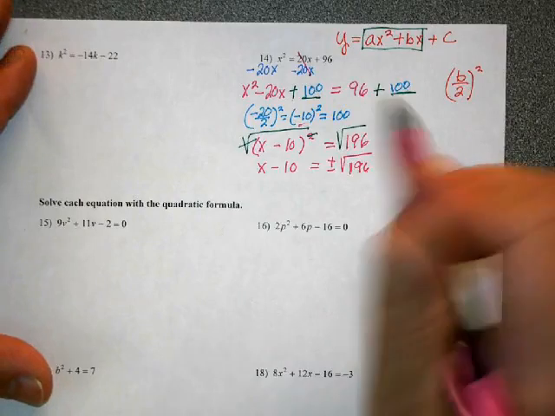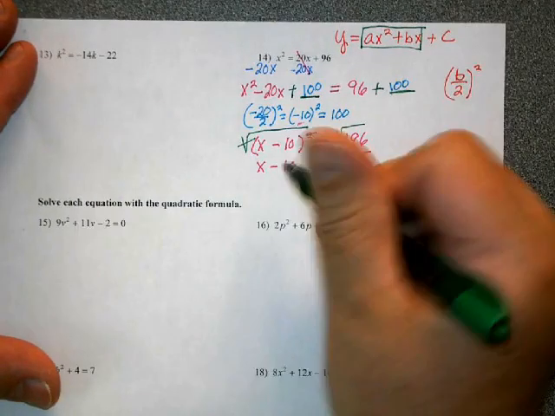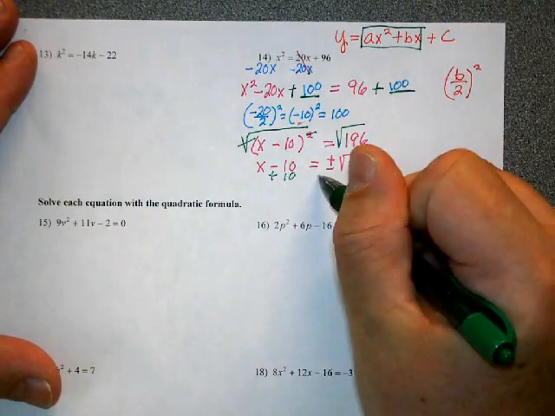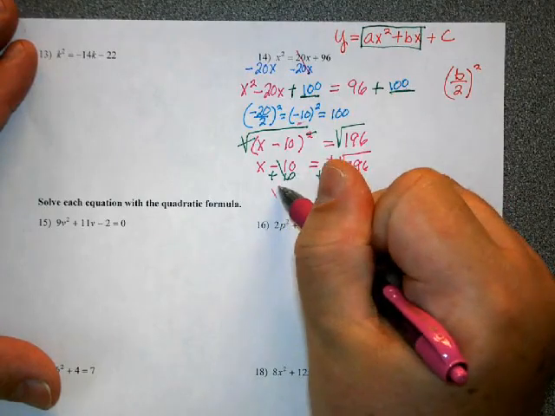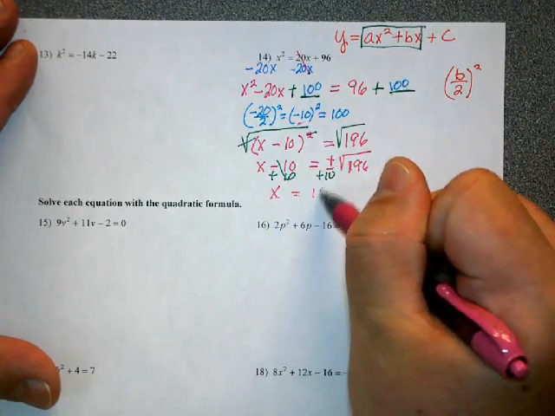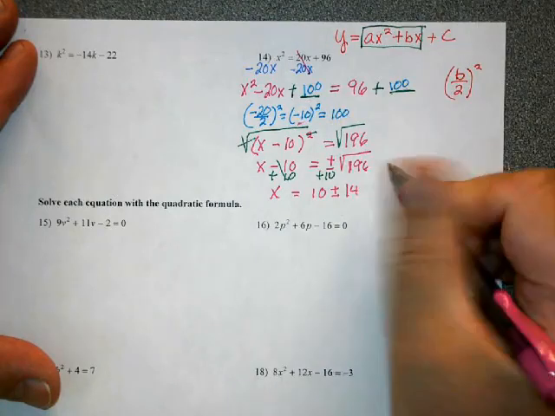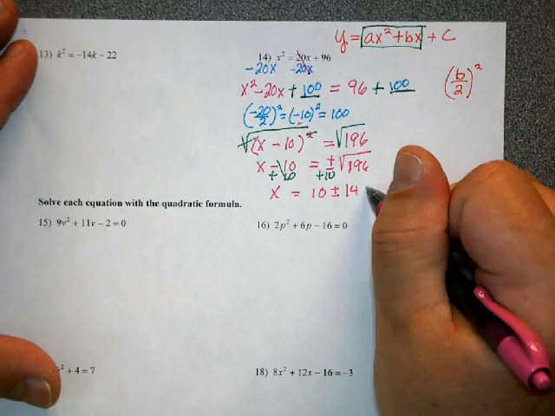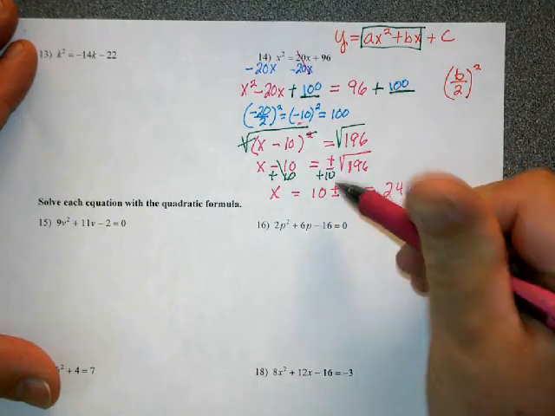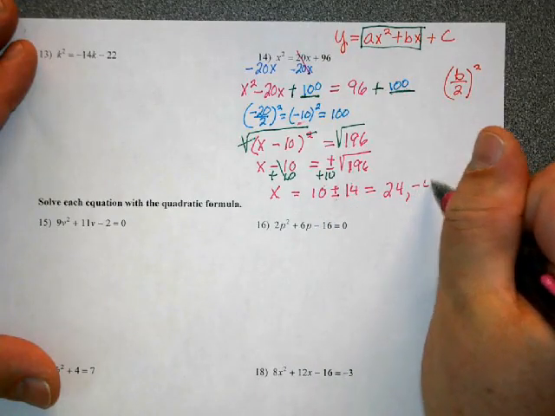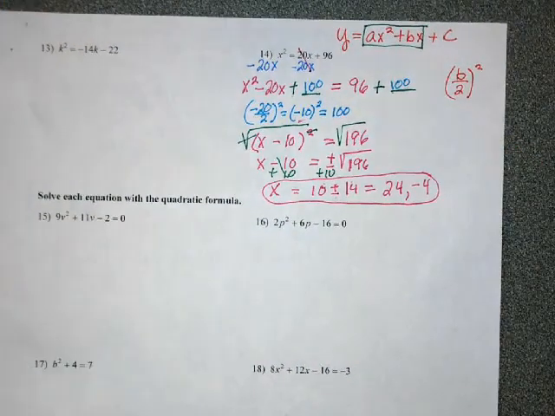Okay, so I'm going to add 10 to both sides. So my x equals, let's see, positive 10 plus or minus 14, right? Square root of 196 is 14. Now, I'm going to get my two numbers here, right? 10 plus 14 is 24. 10 minus 14, negative 4. So there's my answer. Again, completing the square, I think, is the hardest one of all four of them.